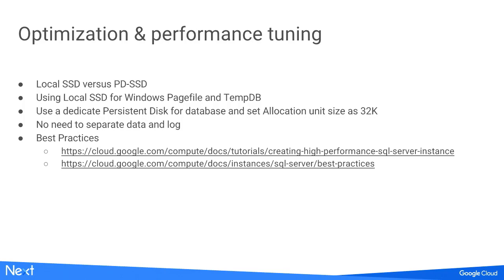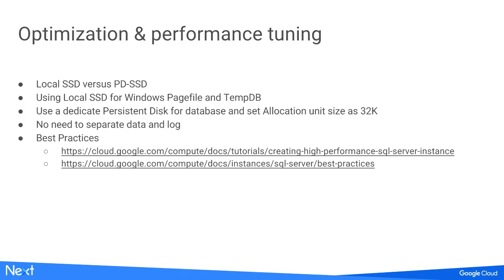Generally speaking, it's a good idea to have a dedicated disk to host all your databases. So when you format the file system on the disk, we suggest you set the allocation unit size to 32K because this will work best with the underlying PD infrastructure.